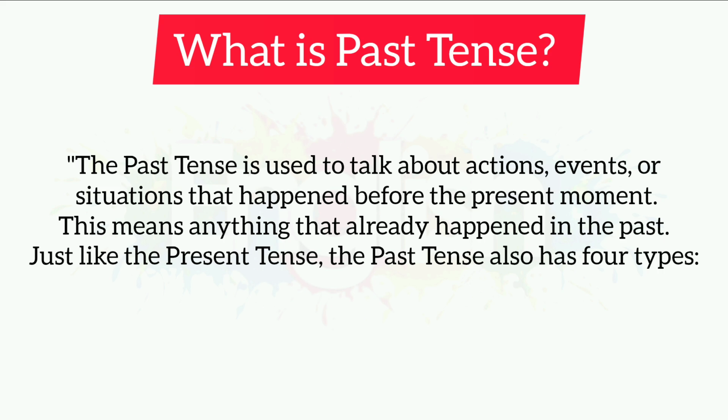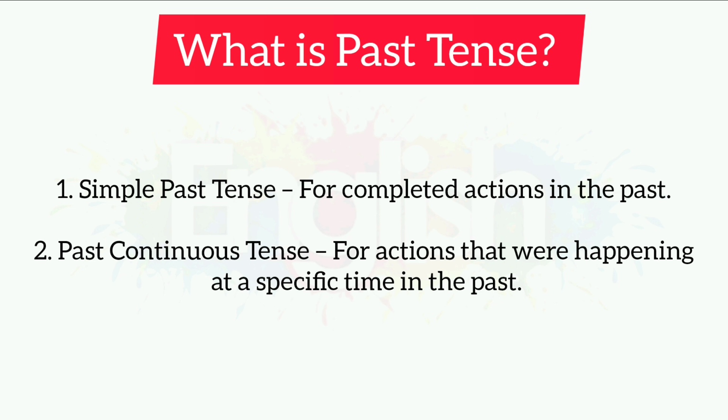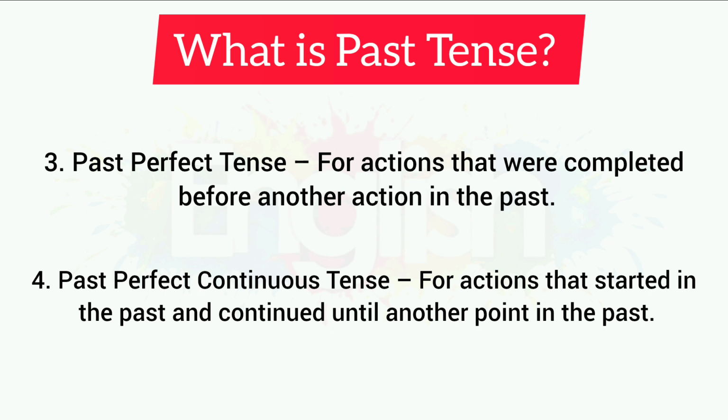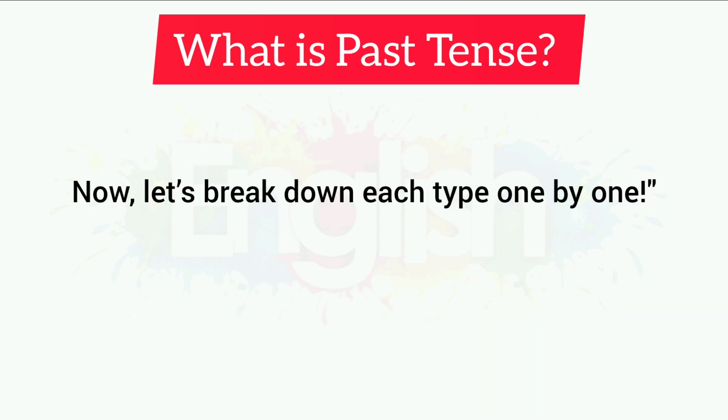Just like the present tense, the past tense also has 4 types. 1. Simple past tense, for completed actions in the past. 2. Past continuous tense, for actions that were happening at a specific time in the past. 3. Past perfect tense, for actions that were completed before another action in the past. 4. Past perfect continuous tense, for actions that started in the past and continued until another point in the past. Now, let's break down each type one by one.